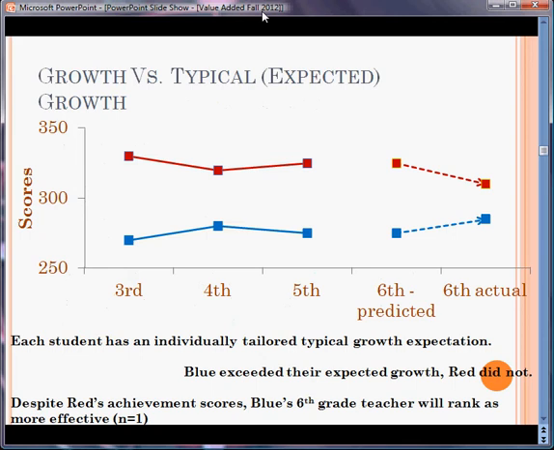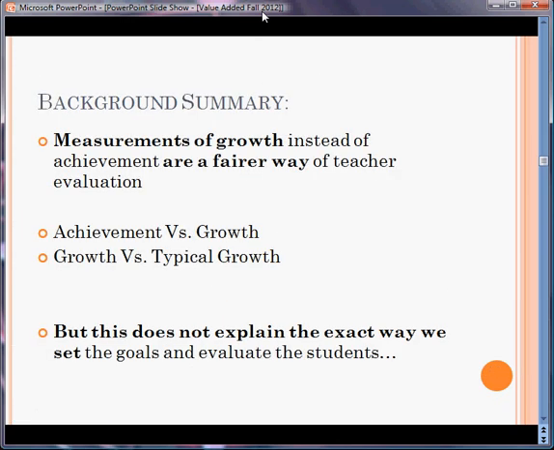If you look at this graph and you look to the right, you see that red student had a certain value predicted for their 6th grade growth that they failed to meet, and blue student had a certain value predicted that they actually exceeded. If a teacher causes students to mostly exceed their expected growth, then that teacher will have a highly effective teaching score.